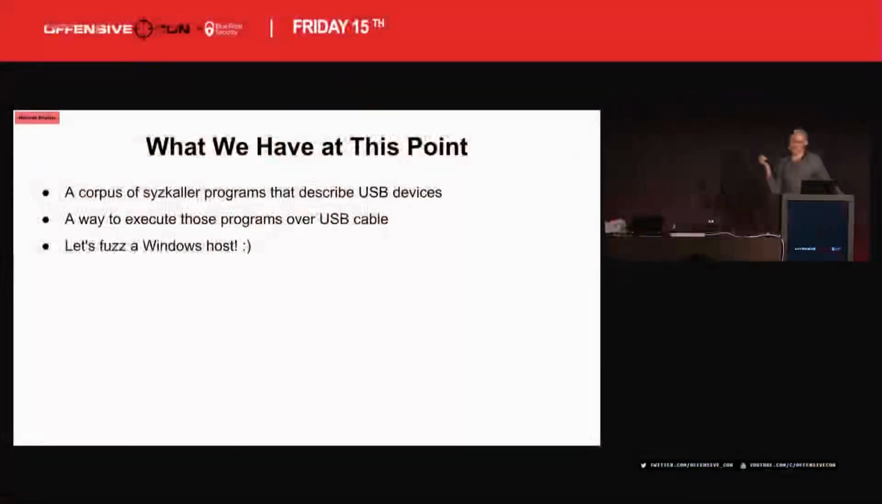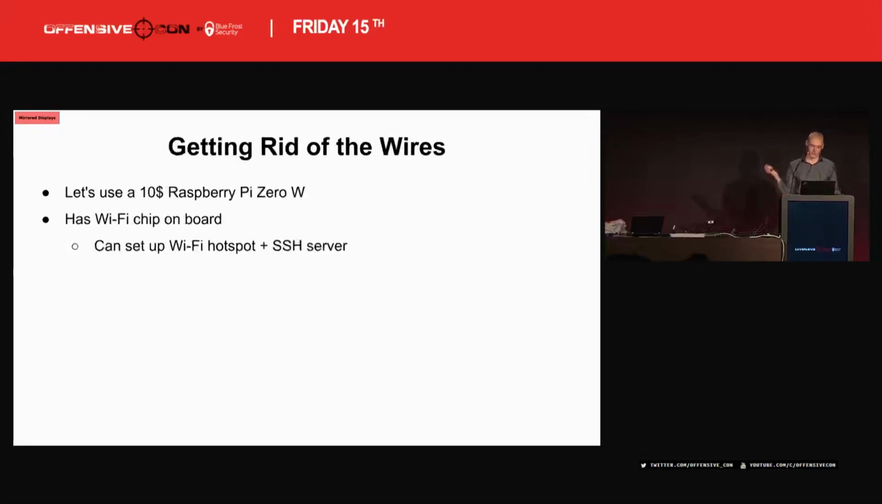So some bonus. At this point, we can do something else. After we fuzzed the Linux kernel, we collected some coverage, and we got a corpus of USB devices. And we actually have a way to execute those devices or programs via Raspberry Pi. So let's just connect it to a Windows host and try to run all of the USB programs that we have.